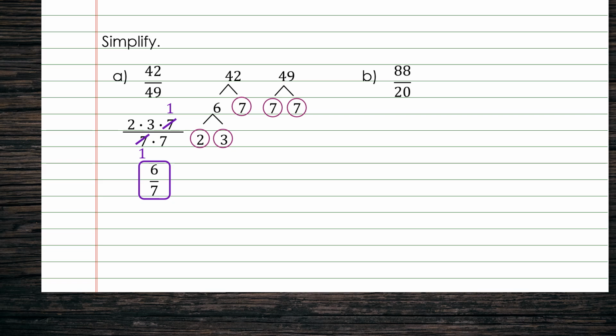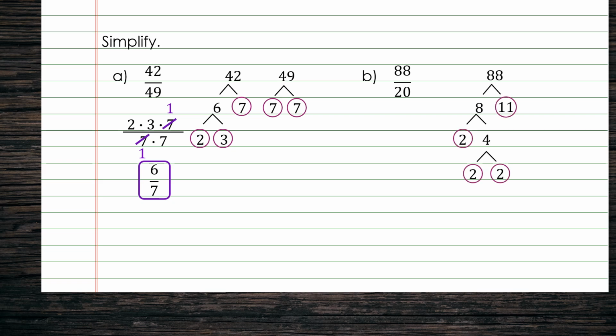Example B, we have the fraction 88 over 20. We are going to follow the same steps. On the side of our paper, we need to factor the numerator, which in this case is 88, and we need to factor the denominator, which is 20. Go ahead now and pause the video and work on your factor trees. All right, let's see how you did.